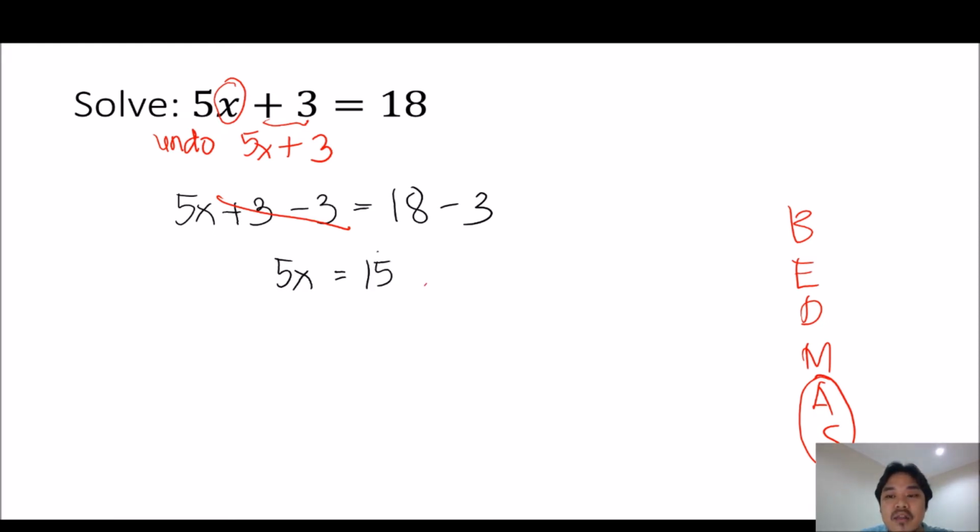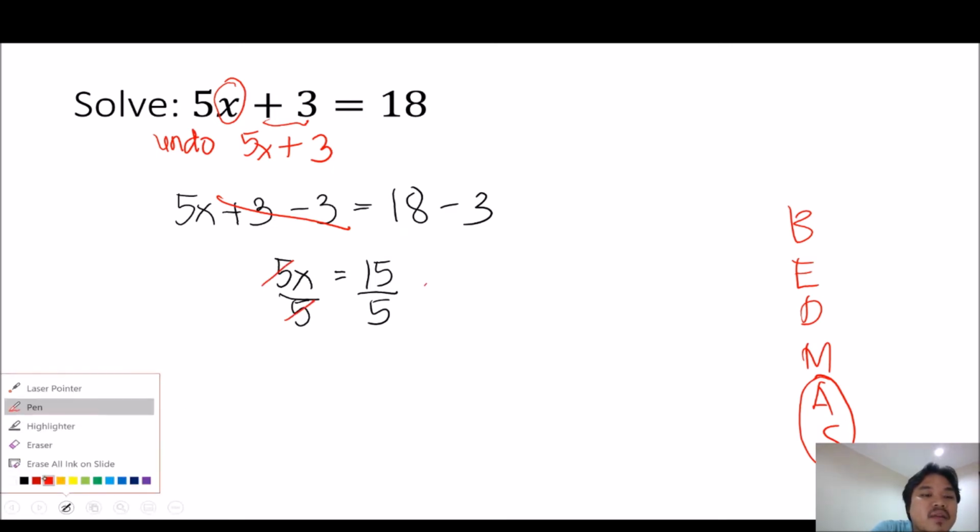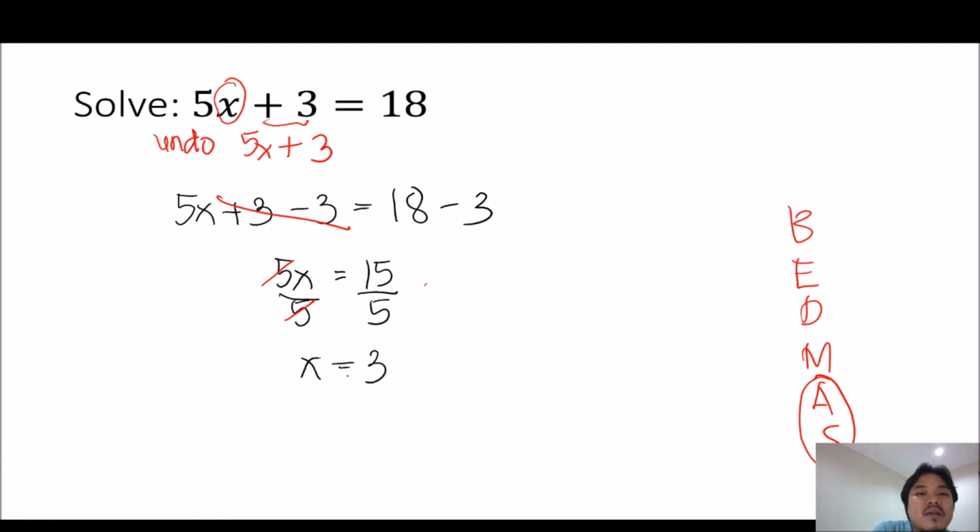We're done undoing addition, so we will proceed with division or multiplication. 5x means 5 multiplied by x. To undo it, we divide both sides by 5. So 5 over 5 is actually 1, so we can cancel this. What is left is only x, and then 15 divided by 5 is 3. x is already isolated, so x equals 3 is the solution. Okay, so x equals 3 is the solution.